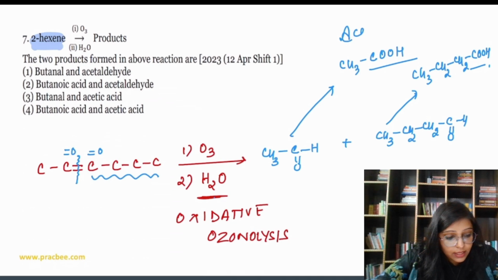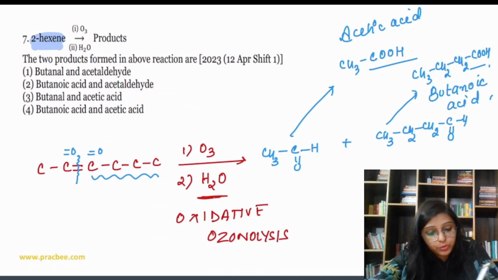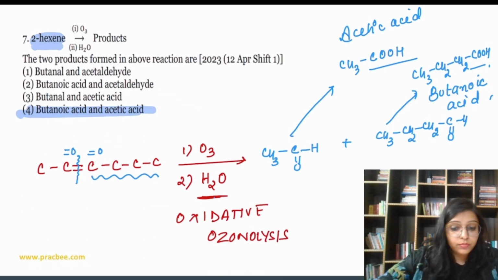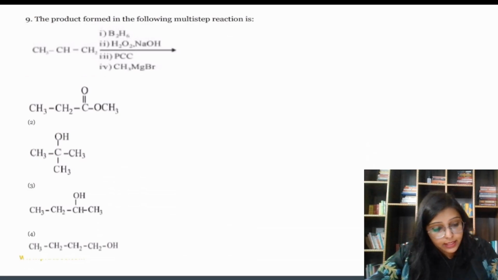So we get acetic acid and butanoic acid. Simple question, right? So we get option number 4 as the answer. Clear? Now moving on to the next question. Let's do it.